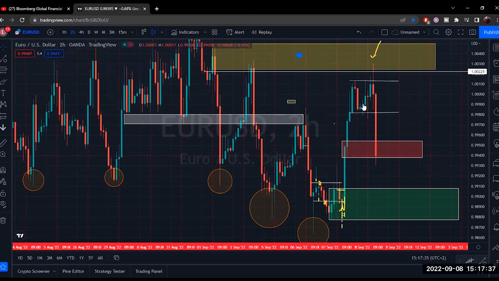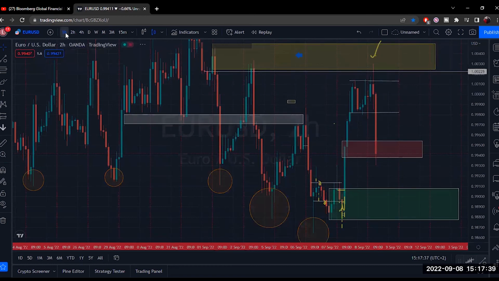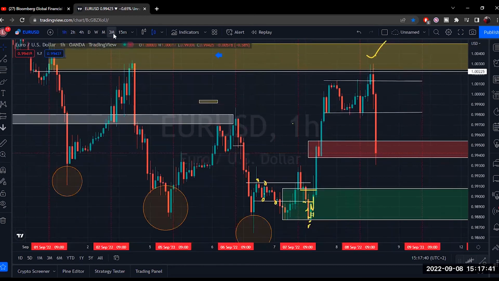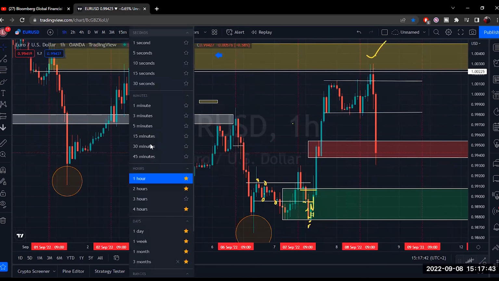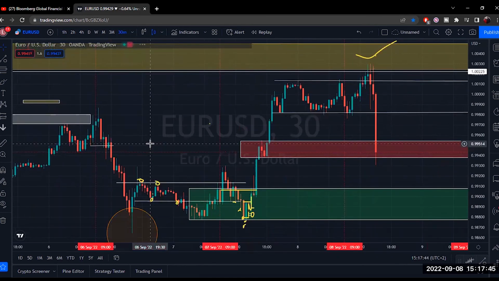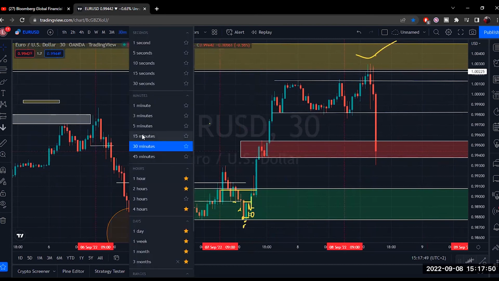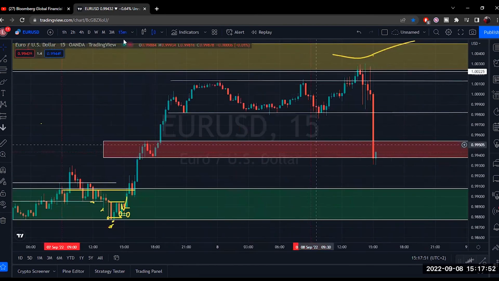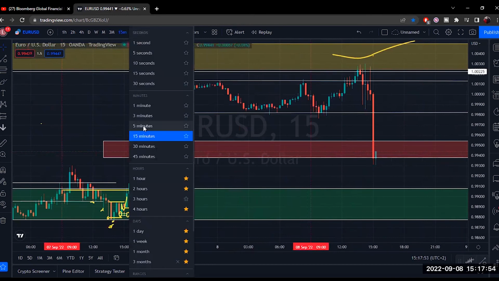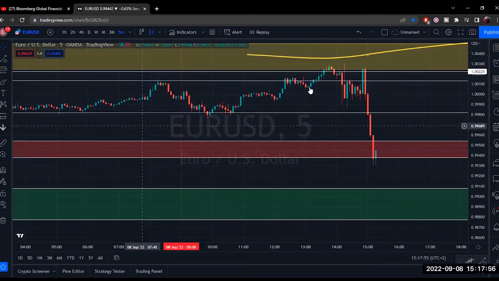I'm assuming the market is now going to try to rebalance this imbalance. It's going to be interesting because there isn't an order block to catch price anytime soon, so I would rather close. This is 30 minutes. This is 15 minutes. I'm looking for a retracement order block. There's none. Nada. Nothing. On the 5 minutes time frame, you see I only entered somewhere here.